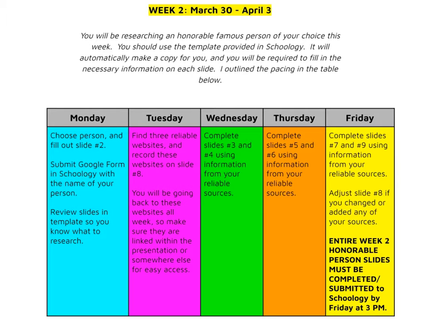I'm looking at today's agenda, which is Monday, and it looks like today you will be researching an honorable, famous person of your choice. We're going to give you a list to choose from. You should use the template provided in Schoology. You're going to do this in slides, and you're going to just go step by step with us. Today you're going to choose the person that you want to research and fill that out on slide 2 and submit the Google form with the name of that person on it.